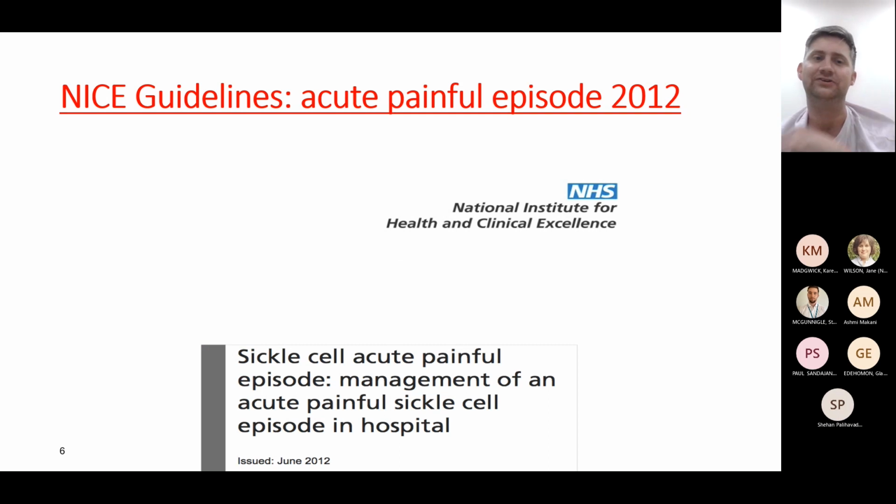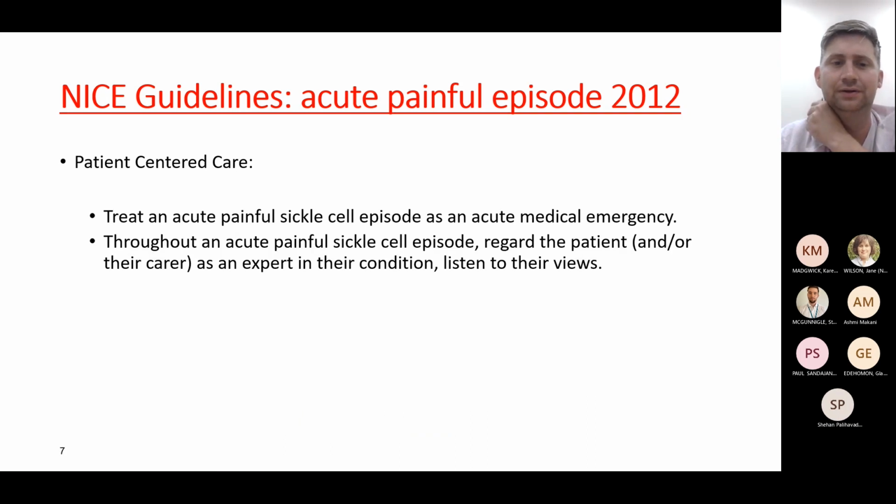So quickly, just moving on to the NICE guidelines. We have a NICE guideline produced in 2012 saying sickle cell acute painful episode, management of an acute painful sickle cell episode in hospital. So we need to do this really patient-centered. We need to treat an acute painful sickle cell episode as a medical emergency. I personally feel like we should treat it as if it's the sepsis golden hour, because I remember being a nurse on the wards, and that always got you going and ready to go.